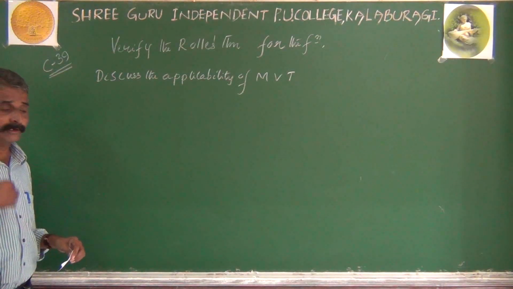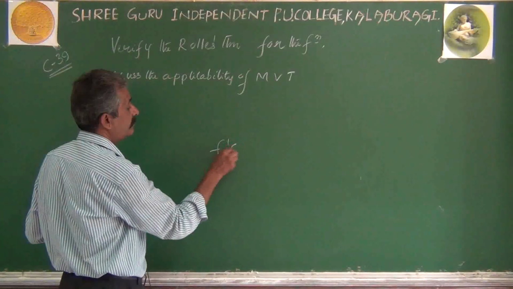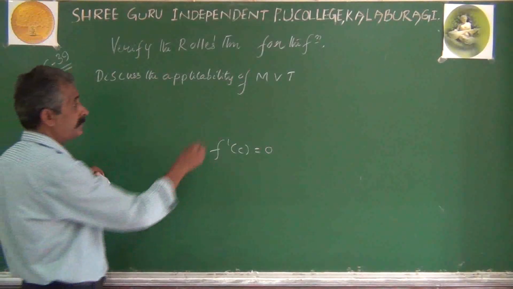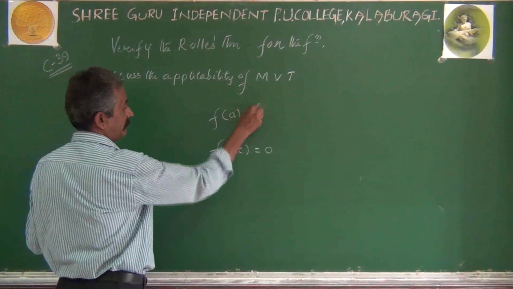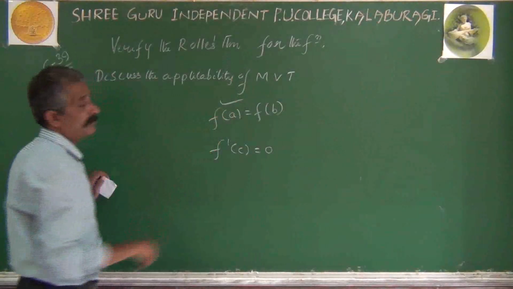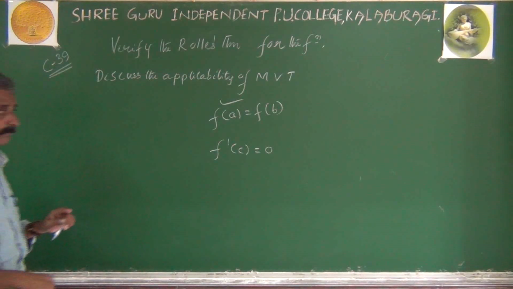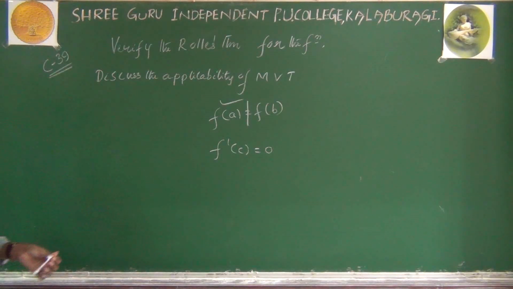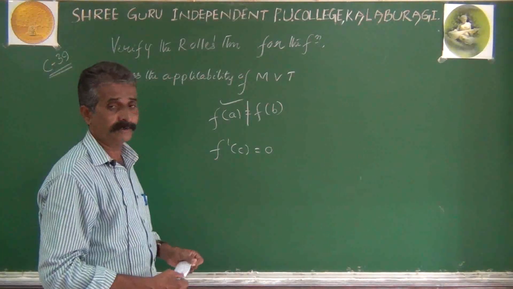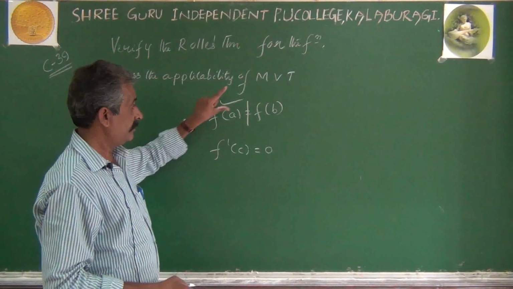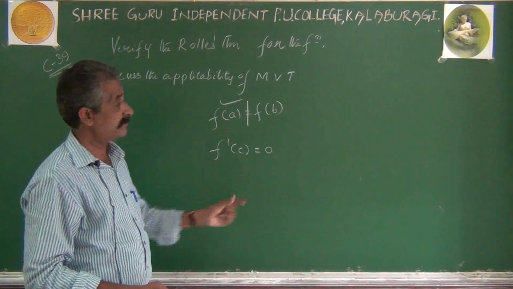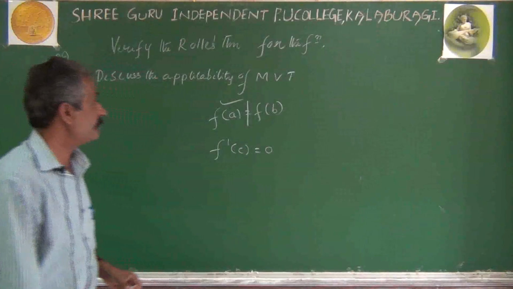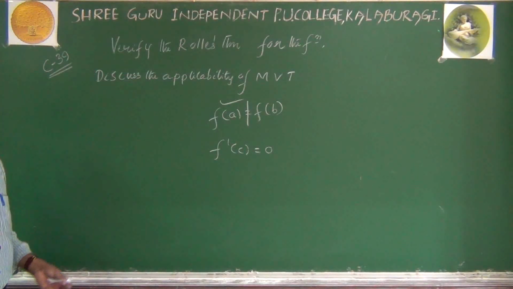Of course, we still have to study Lagrange's theorem. If at all f dash of c equal to 0, you must apply Rolle's theorem. But before that, you must have the condition f of a equal to f of b. So if f of a equal to f of b holds, you apply Rolle's theorem. If f of a is not equal to f of b, then you apply the next coming Lagrange's mean value theorem. It's a very easy identification.